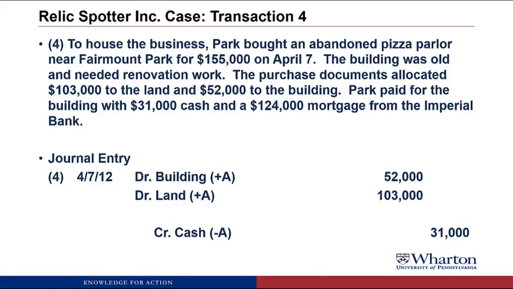The one piece that we're missing is the mortgage. A mortgage from the bank is a liability. We owe money to the bank. Liabilities have a credit balance, so we increase a credit. We increase a mortgage with a credit. So we're going to credit mortgage payable to increase this liability by $124,000. And now our debits equal our credits, and we finished this transaction.